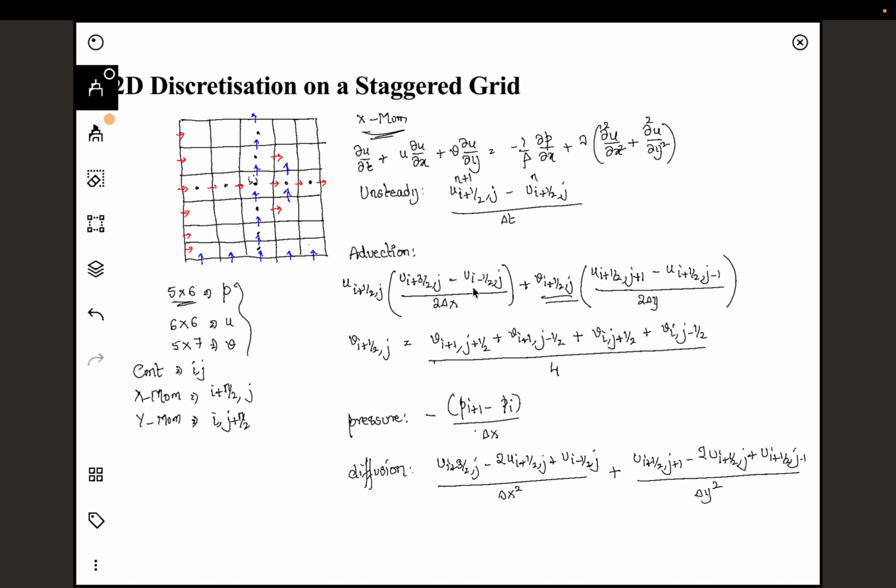So the method is the same. Once you know this discretization, everything else remains the same. The only difference is this additional quantity that we have here, v i plus half comma j. This is the only thing that we didn't have before, but everything else remains the same.